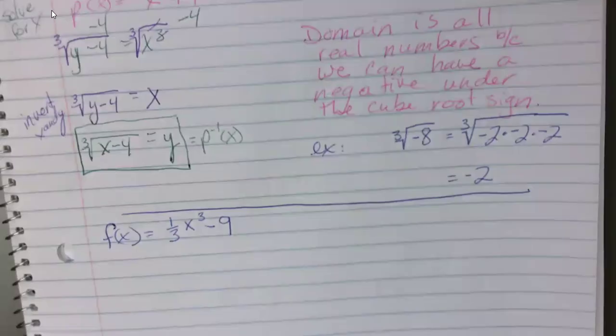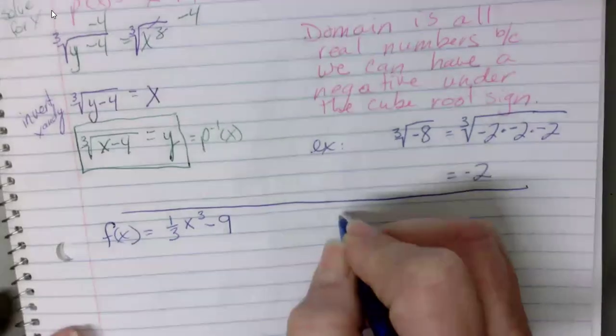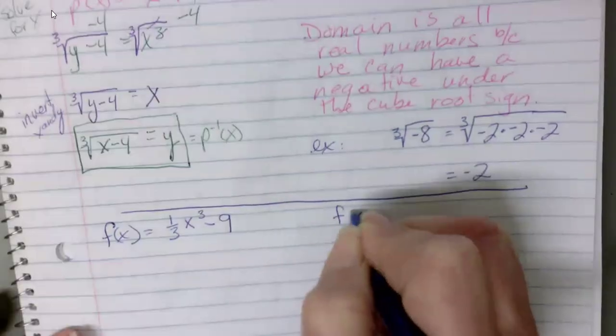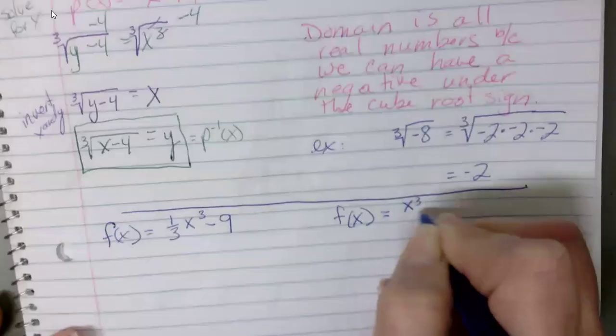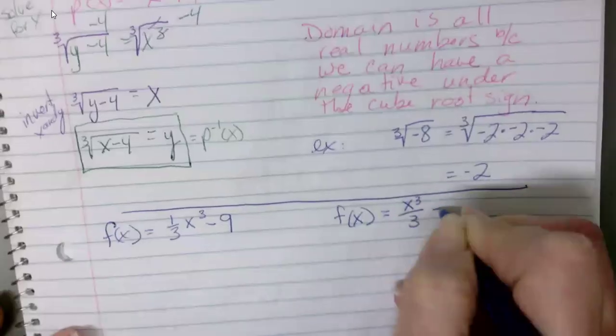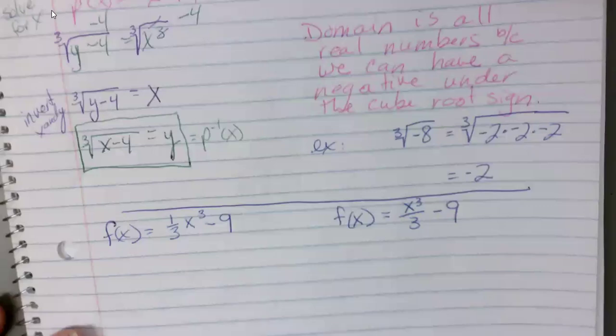If you're back because you are frustrated or stuck, then try it if I write it like this. f of x equals x to the third over 3 minus 9. And see if that's any better. It is the exact same problem.